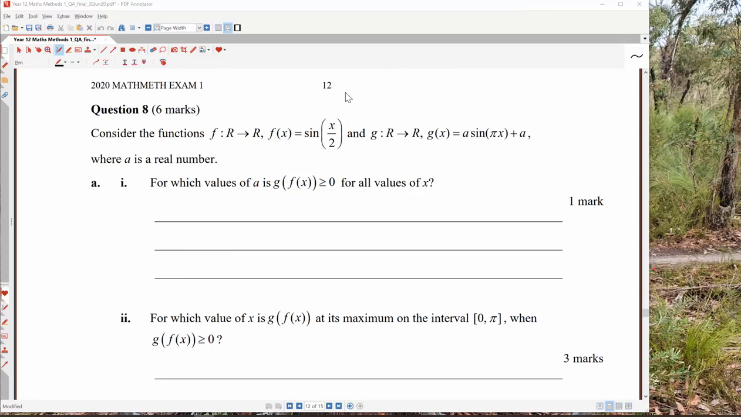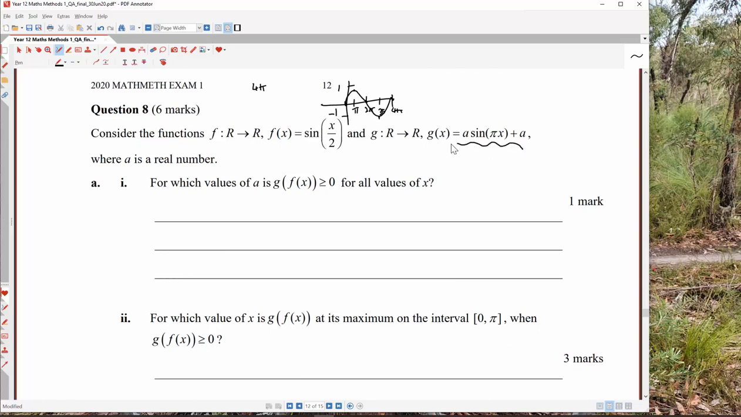All right, so the best way to start with this one is to just graph both of them. So we've got sine x on 2, which has a period of 4 pi. So let's do those quarter cycles, pi, 2 pi, 3 pi, and 4 pi. And it's a sine curve, so we go bang, bang, bang, bang, bang. We produce that, where 1 and -1 come out.